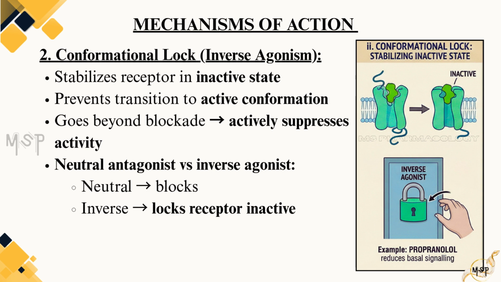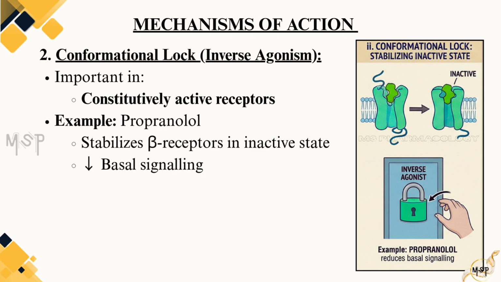Why does this matter? In diseases driven by constitutively active receptors, receptors that are spontaneously active even in the absence of an agonist, such as in certain cancers or hyperthyroidism, a neutral antagonist is insufficient. An inverse agonist is needed to actively suppress that basal activity. Example: propranolol stabilizes the beta-adrenergic receptor in its inactive conformation. In conditions where receptors are constitutively active, this mechanism reduces basal signaling back to normal levels.